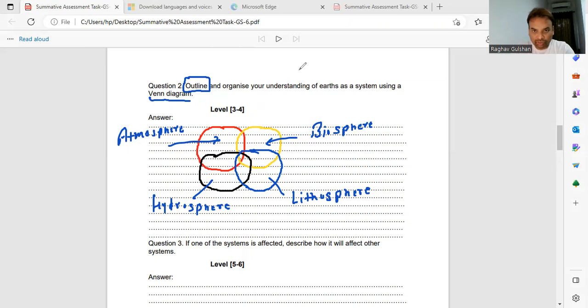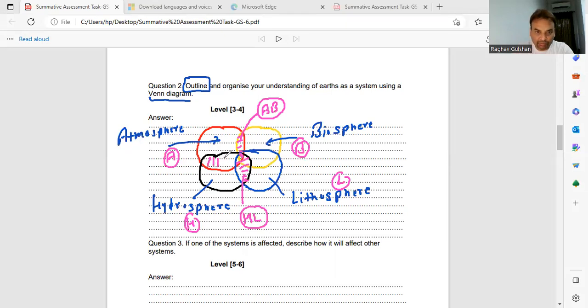If you see all these four circles, let me write the atmosphere as A, biosphere as B, hydrosphere as H, and lithosphere as L. You see this part, this common part. This part means the atmosphere and biosphere are interacting with each other. So I can write this as AB. AB is the interaction of the atmosphere with the biosphere. Likewise, this part means the hydrosphere and lithosphere are interacting. This part shows the hydrosphere interacting with the lithosphere. Means if something happens in the hydrosphere, that will affect the lithosphere also, okay?